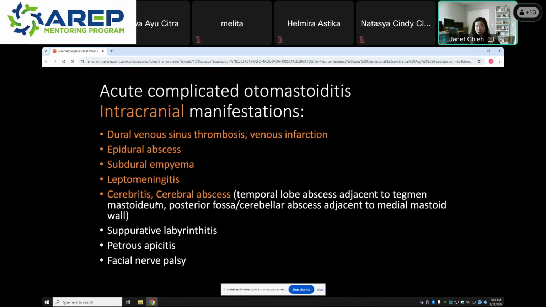You can also see cerebritis and cerebral abscess, particularly in the temporal lobe and cerebellum adjacent to that middle ear and mastoid air cells. You can also see suppurative labyrinthitis, petrous apicitis, which I showed a case of last year, and facial nerve palsy. Because remember, the facial nerve runs in the labyrinth and temporal bone, so pathology there can knock out the facial nerve. That was a lot of findings. Any questions? It was a very challenging case.